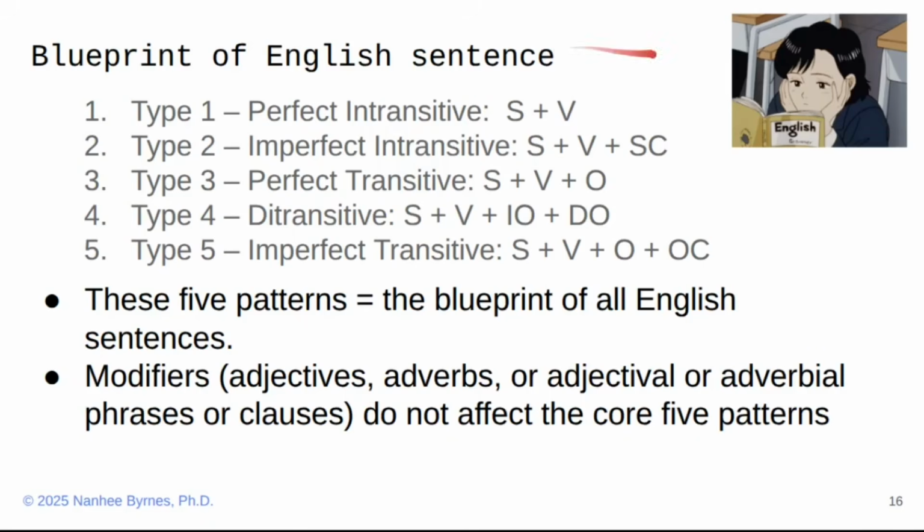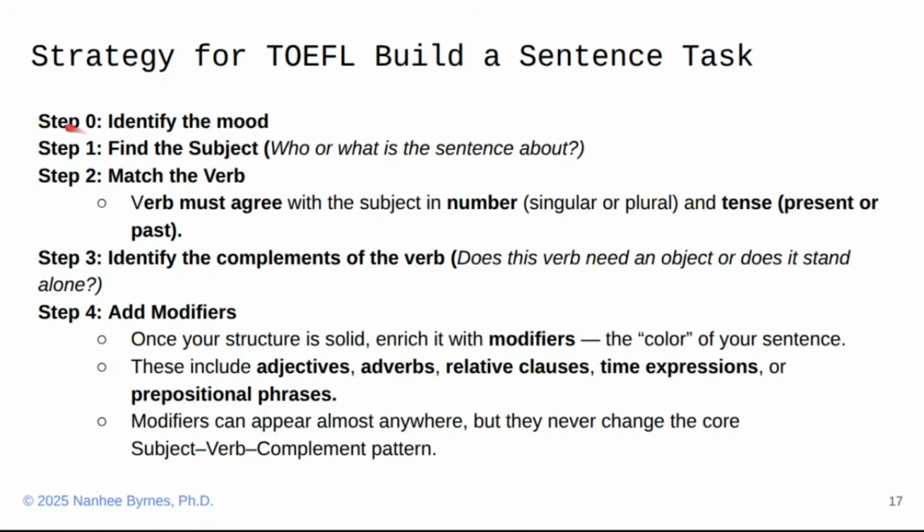So, whenever you're building or analyzing a sentence, here's the golden process. First, find the subject. Figure out who or what the sentence is about. Next, match the verb with the subject in number and tense. A singular subject takes is or was, and a plural subject takes are or were. Then, find the complements. What completes the idea? Is the verb transitive or intransitive? Does it need an object or does it stand alone?